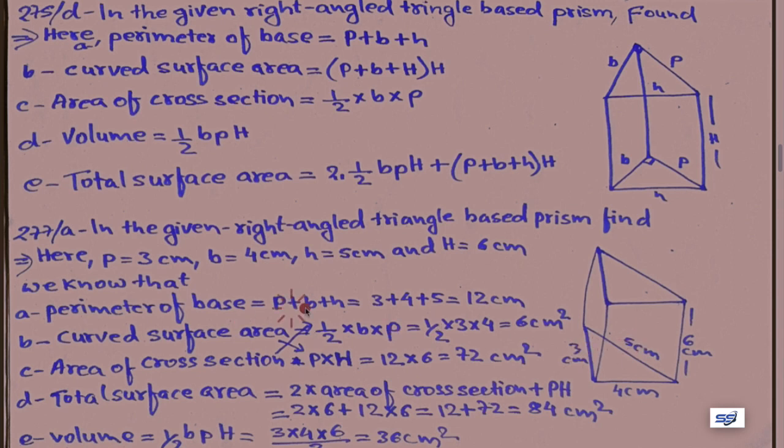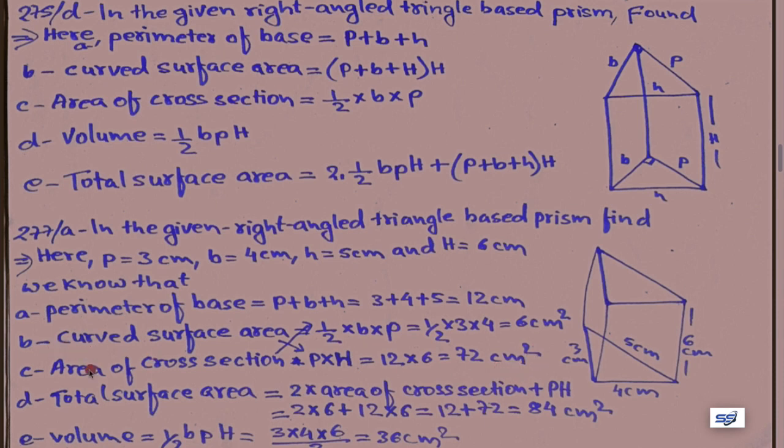Now P plus B plus S is equal to 3 plus 4 plus 5, which is equal to 12 cm. Curved surface area is given here. P into S is equal to 12 into 6, which is 72. Here P means this 12 cm, the perimeter of base is P. So 12 into 6 is equal to 72 cm square.